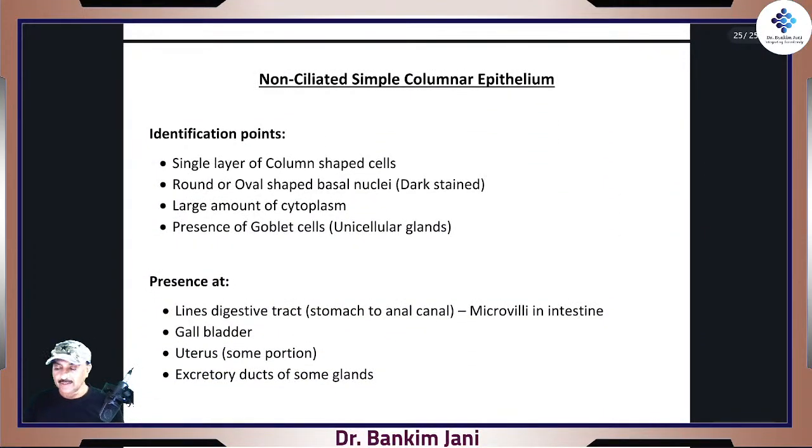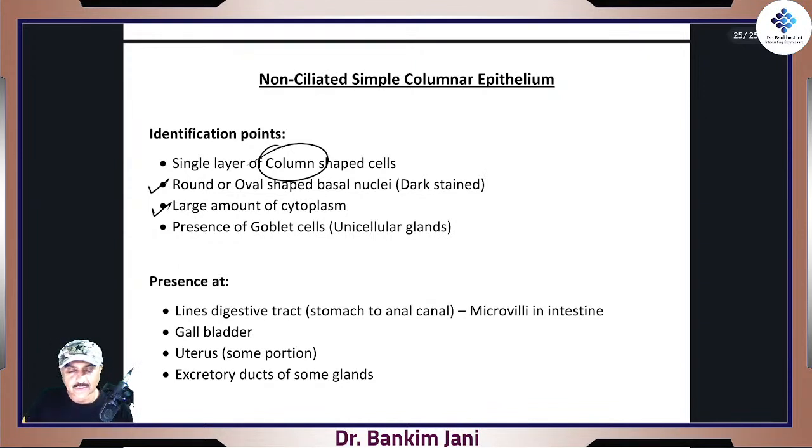So these are the examples of non-ciliated simple columnar epithelium, with round or oval shaped basal nuclei, a large amount of cytoplasm, and a single layer of column shaped cells. Because the cytoplasm is more, the appreciation of column shape is very high. These were the areas: digestive system, gallbladder, uterus in some portions, and the excretory ducts of some glands.